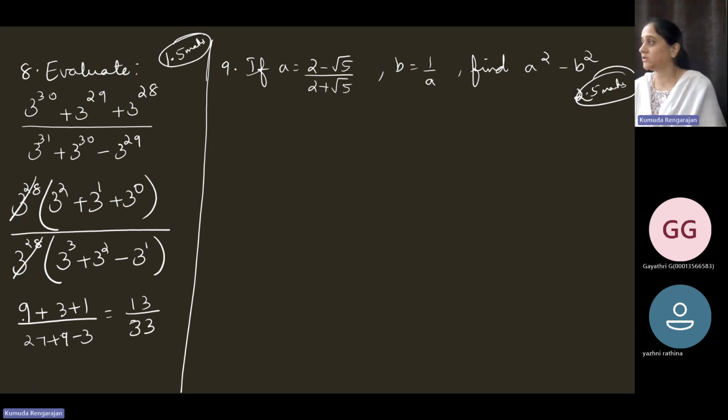Take out common in the numerator and the denominator. In the denominator, you can even take 3 to the power 29 common. But I have taken 3 to the power 28 because I can straight away cancel. I'm not explaining why we get 3 squared in the bracket. You need to think and understand.